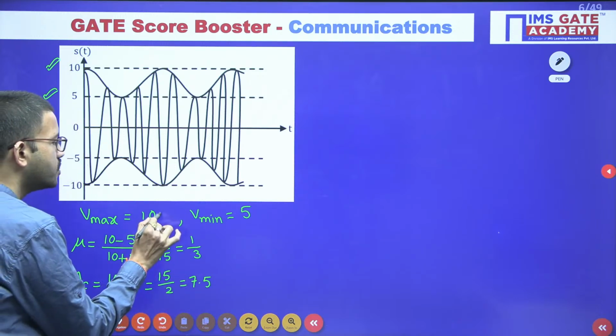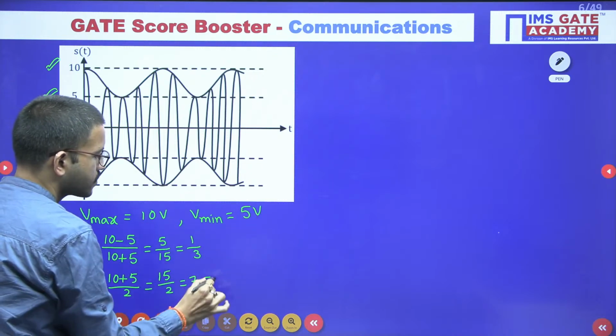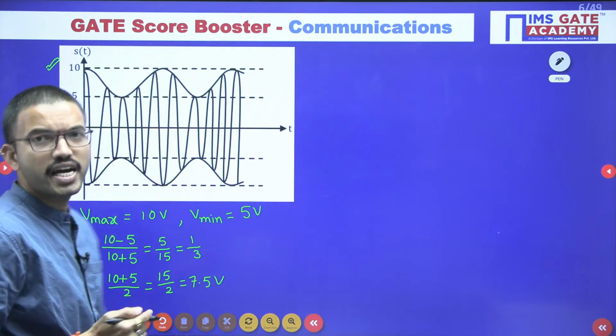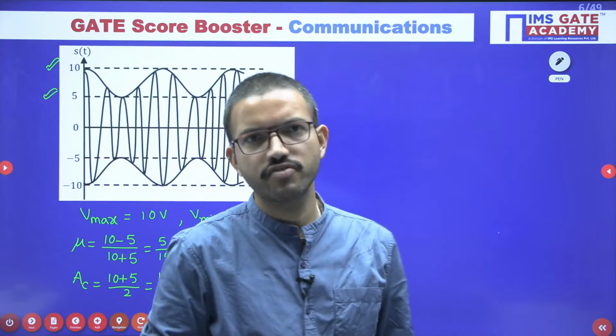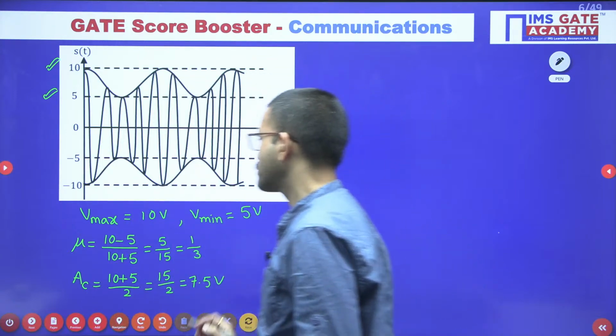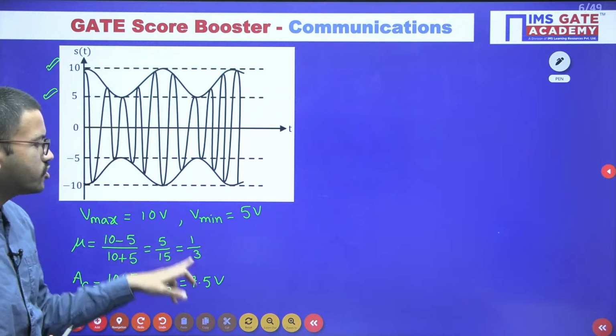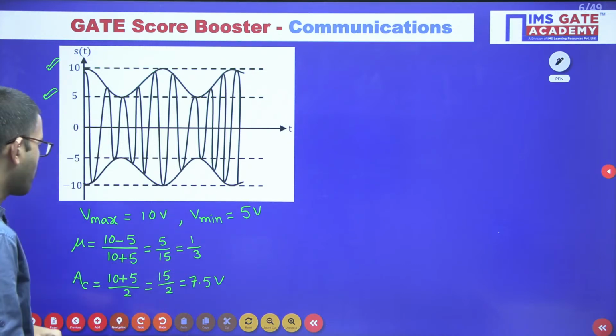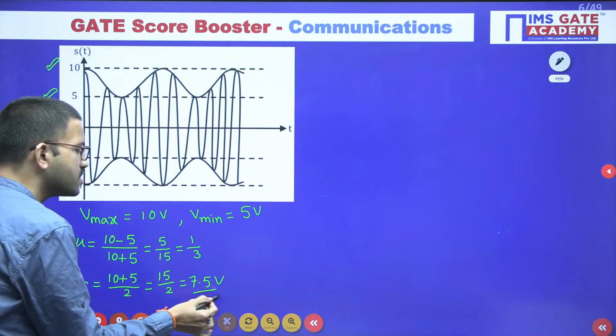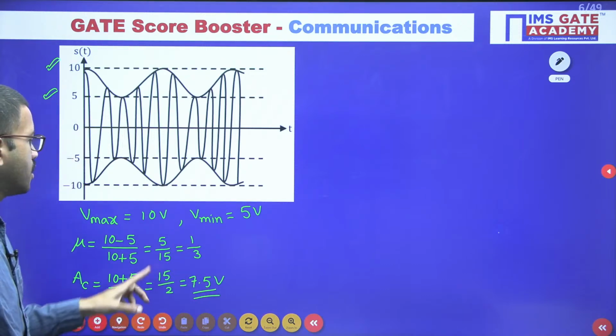If you want, you can consider units like volts. Whatever waveform we have here, we can consider it a voltage waveform. Since you are taking the ratio of two voltages, obviously there won't be any units. It is a constant. So here we are having 7.5 volts.